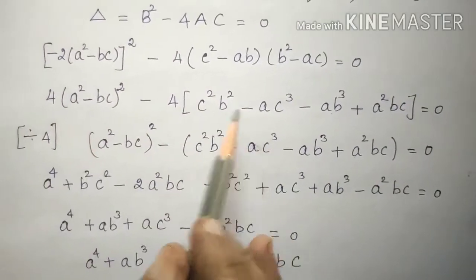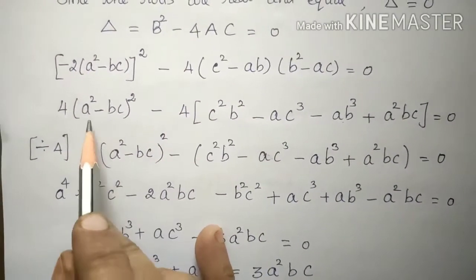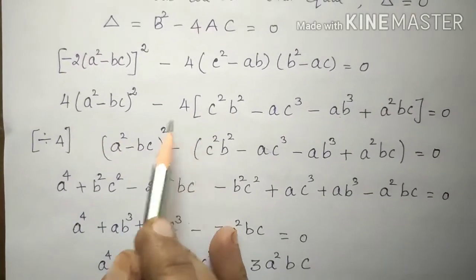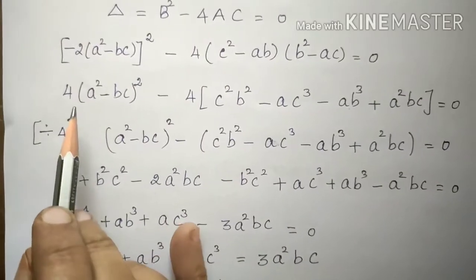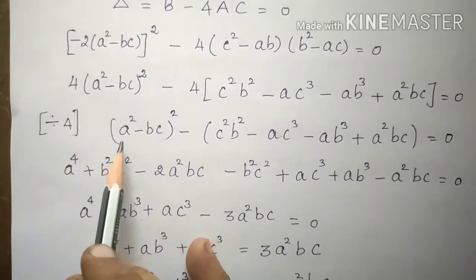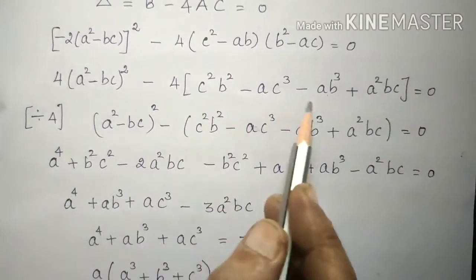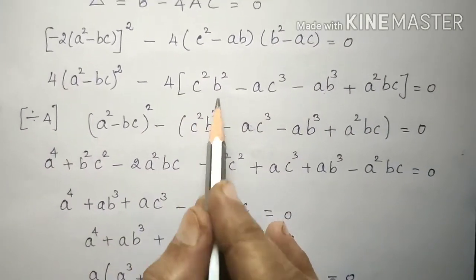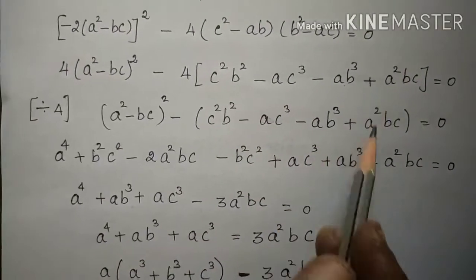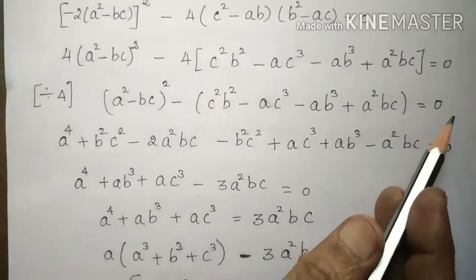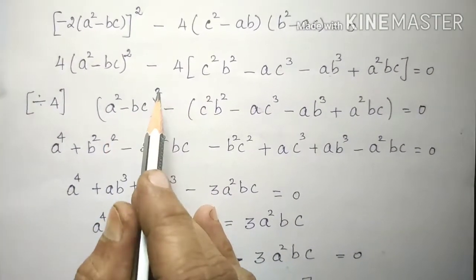In these two terms, the number 4 is common, so we can divide both terms by 4, reducing to the simplest form. So you will get (a squared minus bc) the whole squared minus the bracket term fully written: b squared c squared minus a c cube minus a b cube plus a squared bc, equal to 0. Now we are going to use the formula for (a minus b) the whole square.